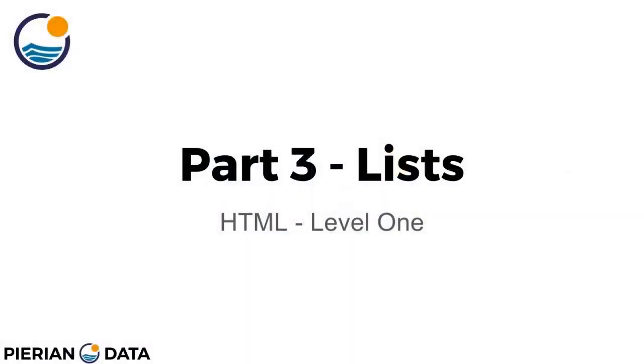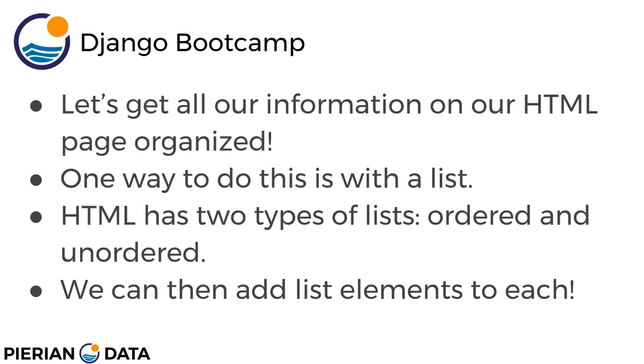Hello everyone, and welcome to part 3 of HTML Level 1, where we discuss how to create a list in HTML. A lot of times you want to get your information on your HTML page organized, and one way to do this is with a list. And HTML has two main types of lists. That's an ordered list and an unordered list. And we can actually then add list elements to each of these types. Let's get started by jumping to the Atom Text Editor in our browser.